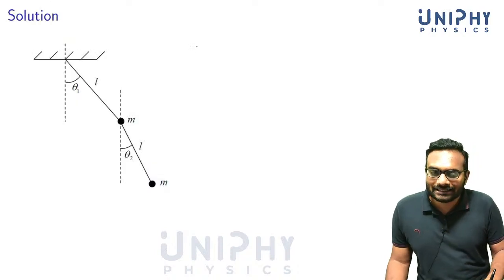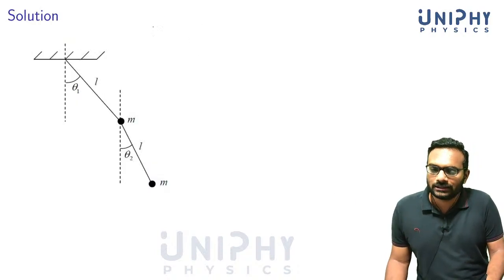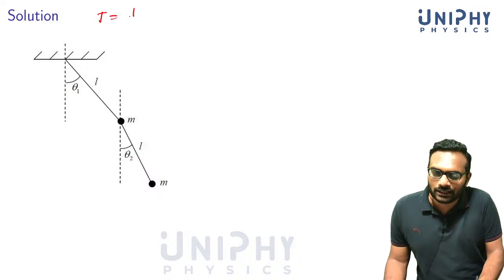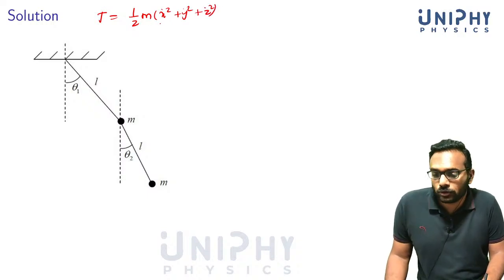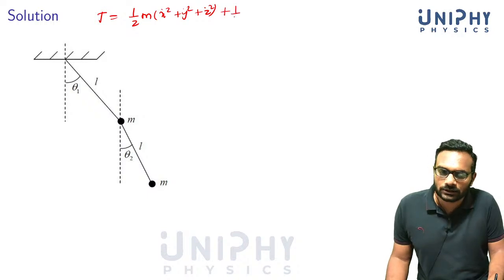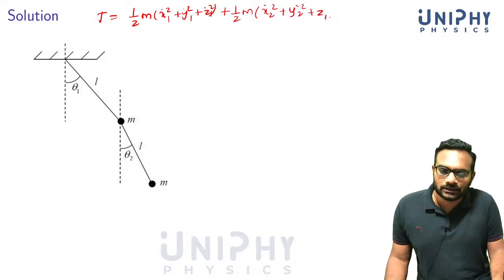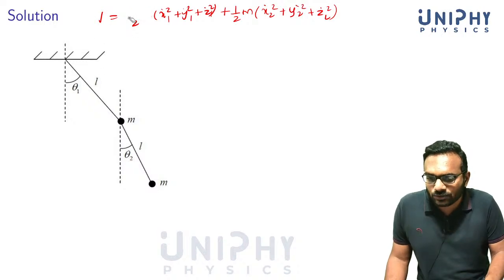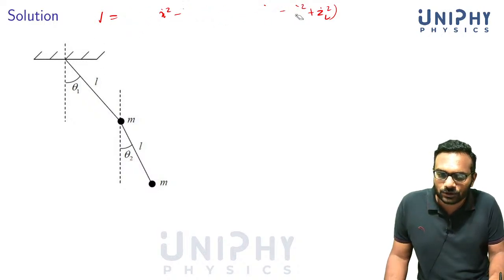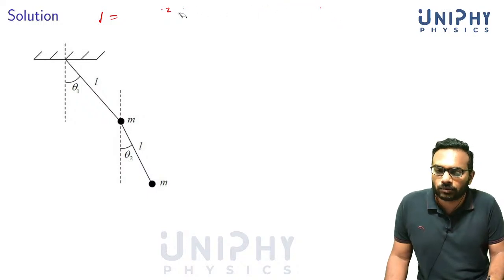Now the easiest way to do this is to go systematically. What's the kinetic energy? Kinetic energy is half m times x dot square plus y dot square plus z dot square. Since you have 2 objects, you will have to add the kinetic energies of the 2 objects. So we can write half m x1 dot square plus y1 dot square plus z1 dot square, plus half m x2 dot square plus y2 dot square plus z2 dot square. This is the kinetic energy. Now we need to write x1 dot, y1 dot, z1 dot, etc. in terms of theta 1 and theta 2, and then square and add. Our job is done.